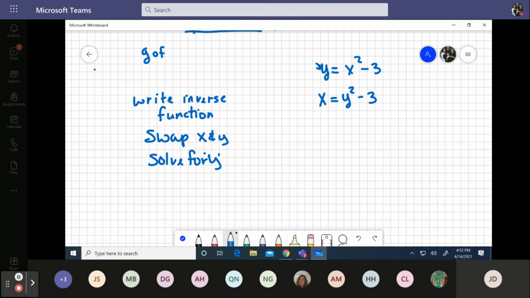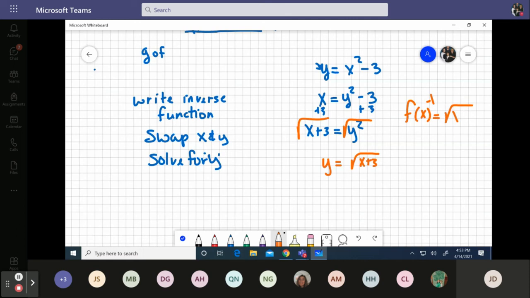My first step is just a two-step equation. Add that 3 on both sides, right? So x plus 3 is equal to y squared, square root of both sides, and y is equal to the square root of x plus 3. So the inverse function of x is the square root of x plus 3.